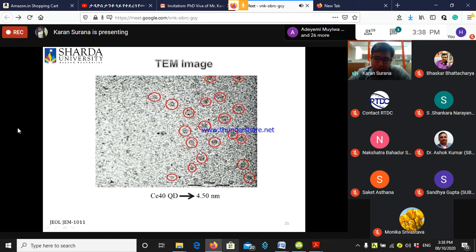The TEM image of the CE40 quantum dots. As we discussed in the PL, we assumed, because of the high intensity and uniform nature of the PL spectra, that the particles obtained are almost perfectly circular in shape, and the obtained average particle size was 4.50 nanometers.